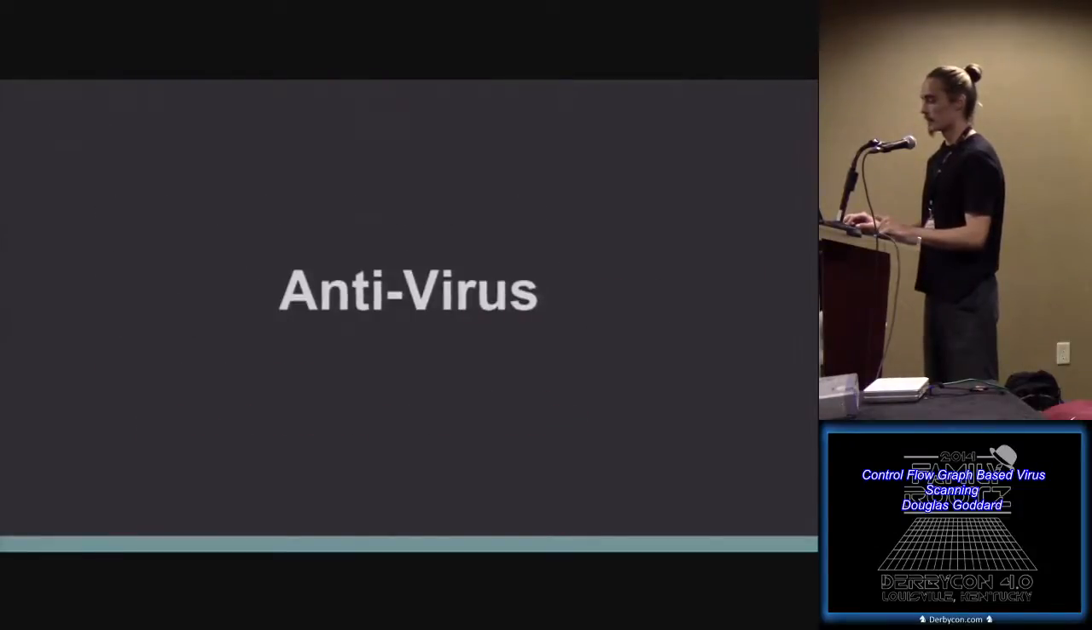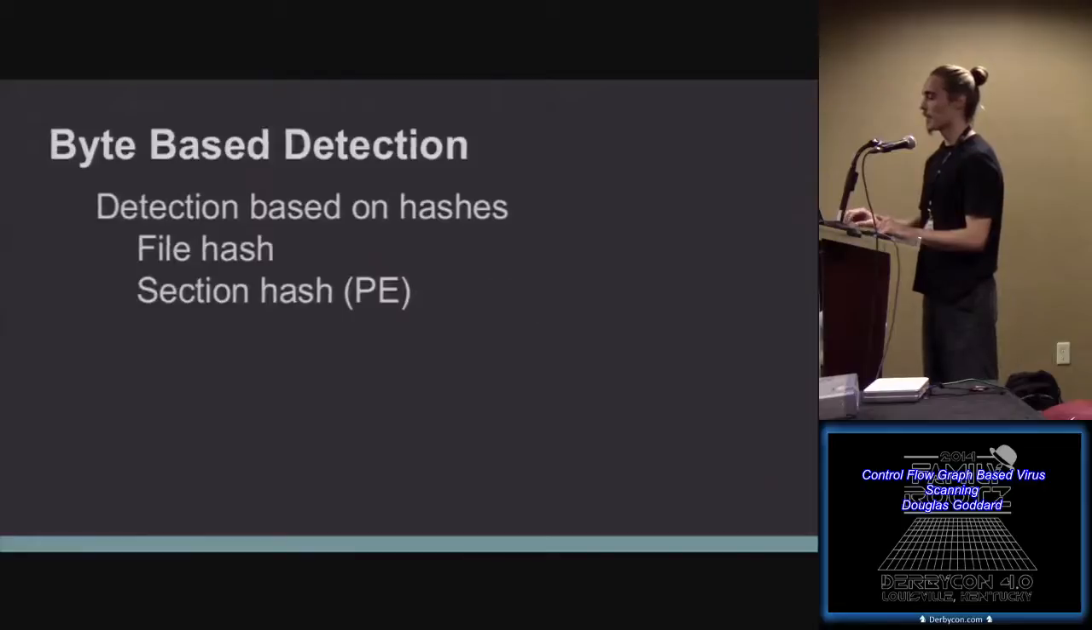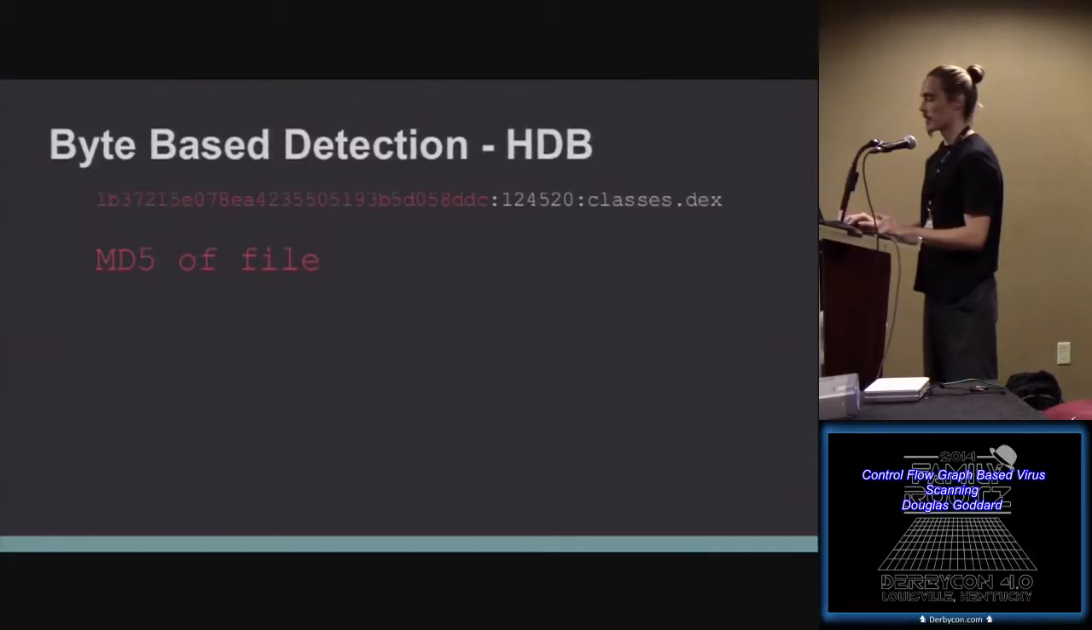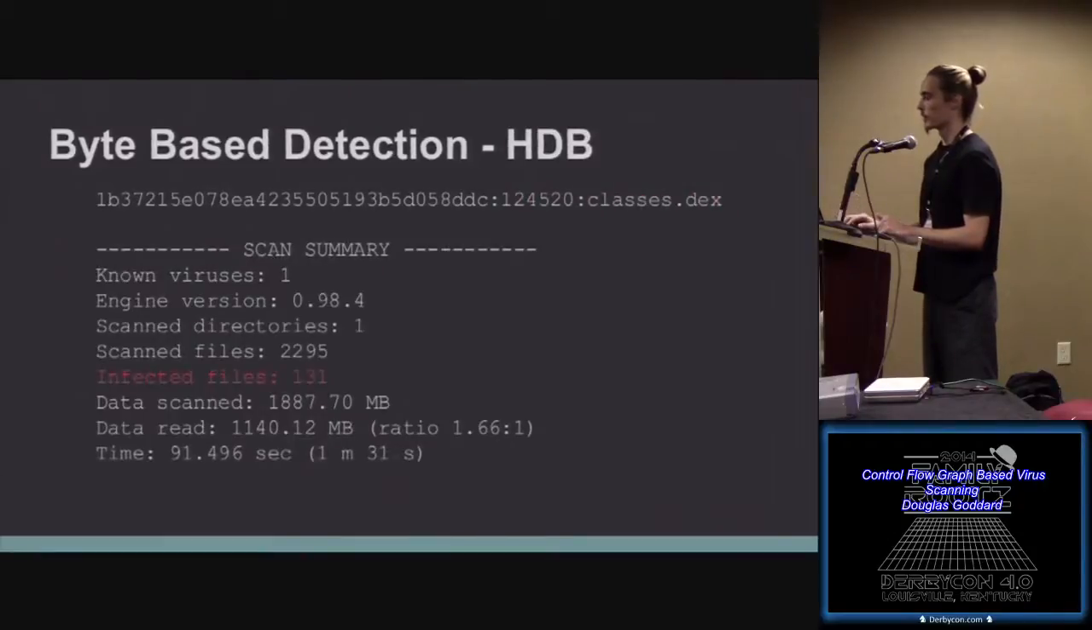So antivirus is the next basic, and that traditionally detects based on the bytes of the file. The file hash is the most basic way to do it, and you can also do the section hashes in portable executables. To take a ClamAV signature, we have the MD5 of the file, the size of the file, and the name of the file. If we scan 2,000 samples that I'm using as a test set, we can match 131 of them. So 131 of them have the exact same classes.dex.